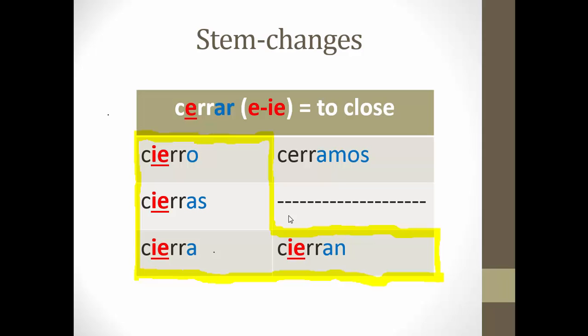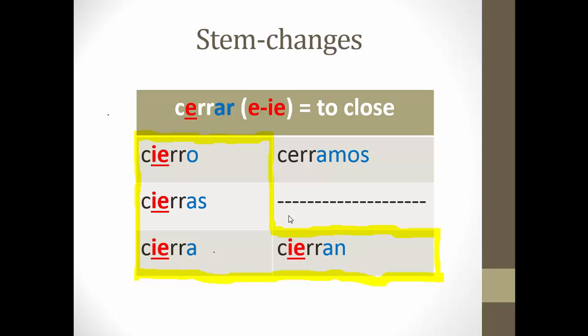Now these verbs are also called boot verbs or shoe verbs. So stem changing verbs can be referred to as shoe verbs or boot verbs because if you look at the example here, you can draw what looks like a boot or a shoe around all of the forms that change. So the only one outside of the boot is nosotros and vosotros because they will not stem change.